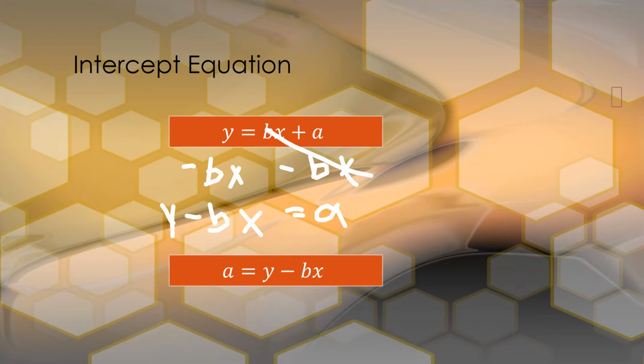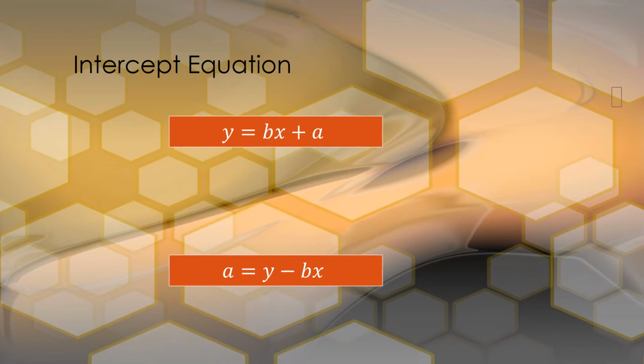So this will be helpful in finding the intercept, but we need to fill in the y and the x. We know what the slope is already, but we need to determine what to put in here for y and x.